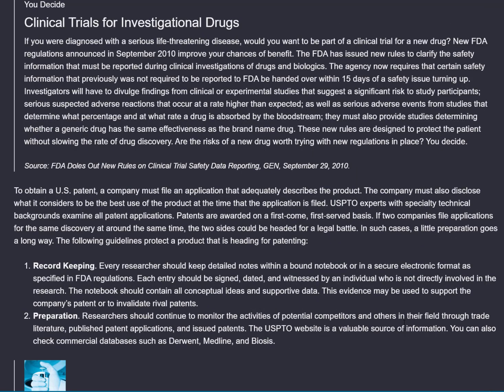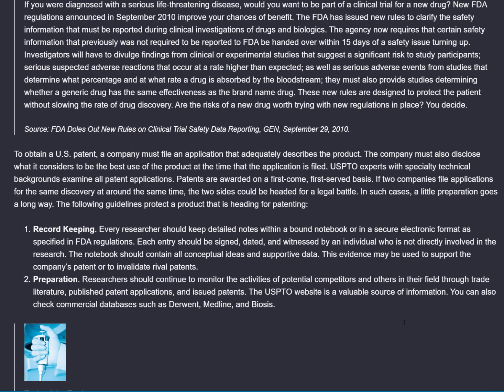You decide: clinical trials for investigational drugs. If you were diagnosed with a serious life-threatening disease, would you want to be part of a clinical trial for a new drug? New FDA regulations announced in September 2010 improve your chances of benefit.